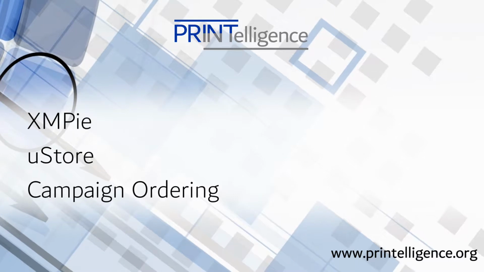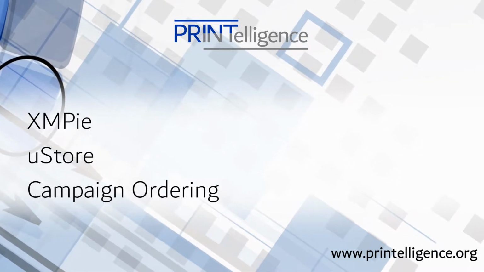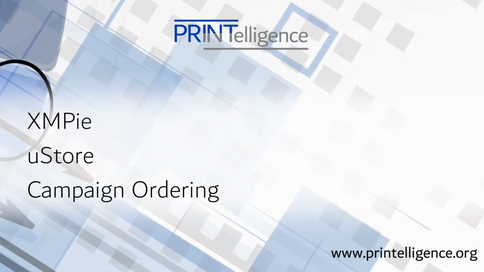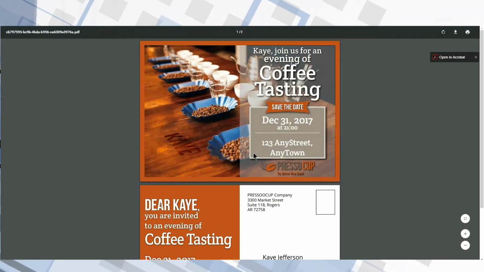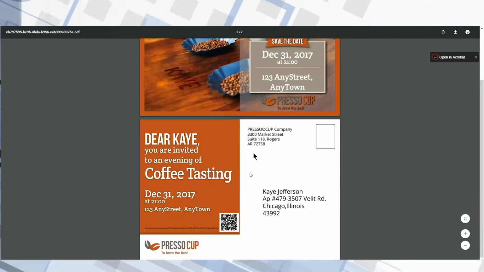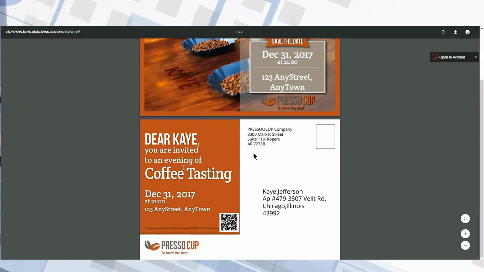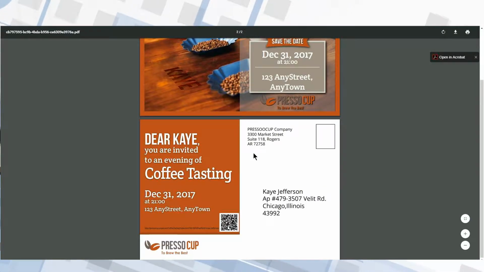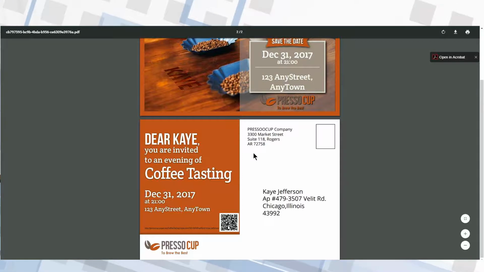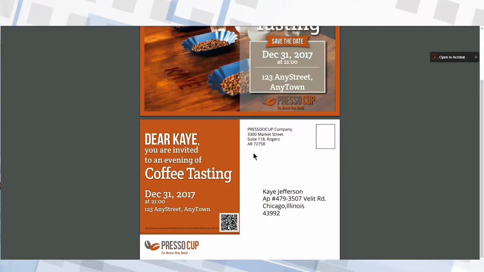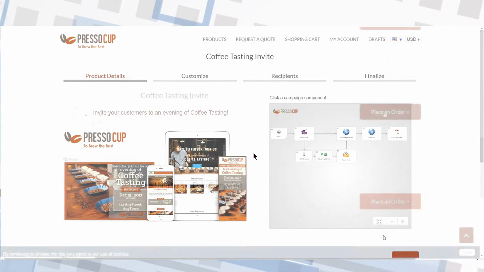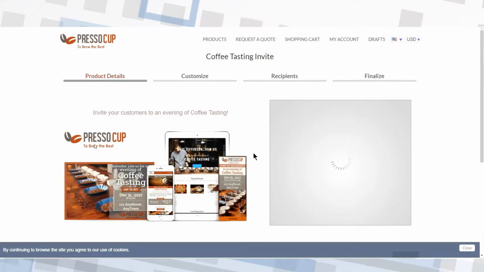In this Printelligence product briefing video, we're going to walk through the necessary steps to specify and order a marketing campaign. My Circle product briefing shows the process from a collaborative development point of view, but the exciting difference is how uStore allows end customers to customize and order predefined campaigns. Here is a campaign on a uStore site.